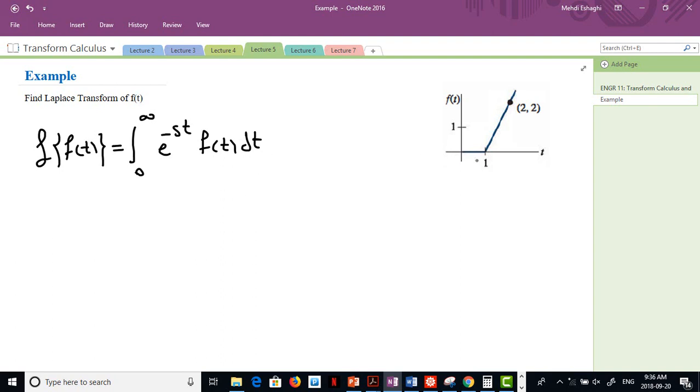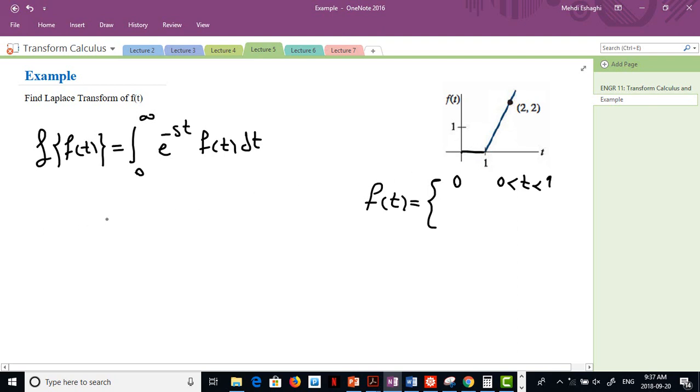So what's f(t)? We have just one graph. We don't know the equation of f(t). So as a result, I try to find equation of f(t). So f(t) has two equations. When t is between 0 and 1, f(t) is equal to 0. So you can see that here f(t) is equal to 0. And after that, from this point (1, 0) to (2, 2), you have another equation.